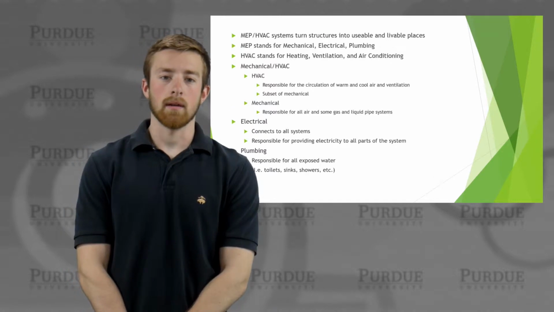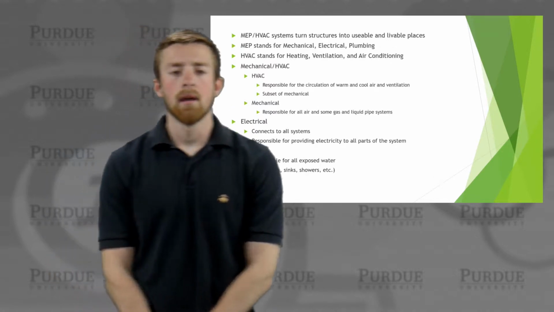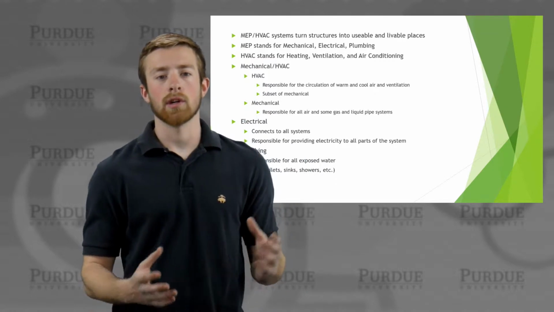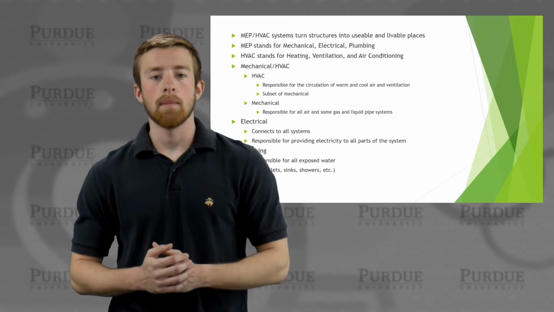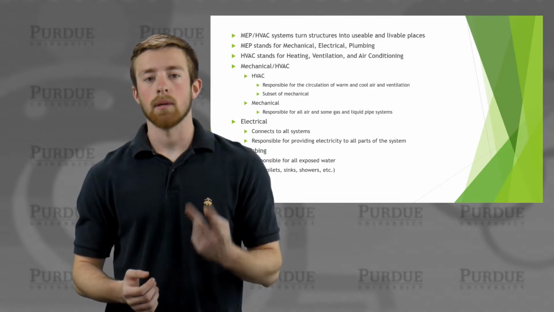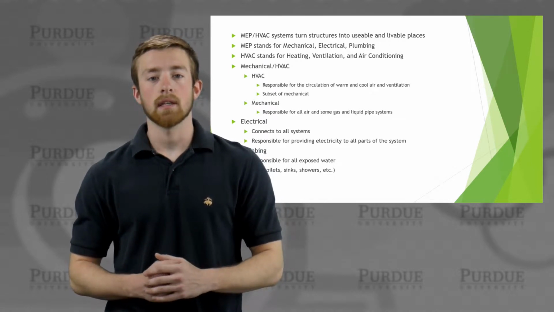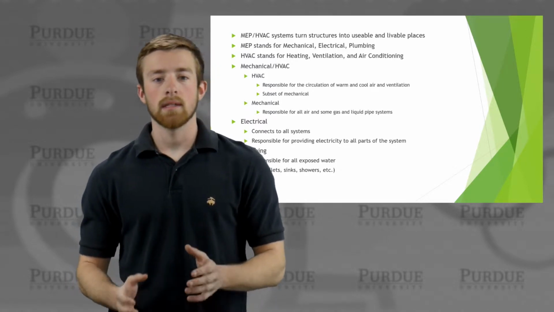So a little background on the systems. MEP and HVAC systems are what turn structures and buildings into usable and livable places. So MEP stands for mechanical, electrical, and plumbing. HVAC stands for heating, ventilation, and air conditioning. So mechanical and HVAC are very related.